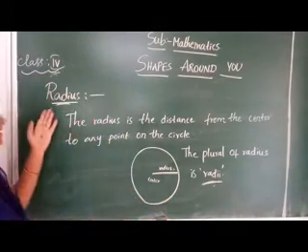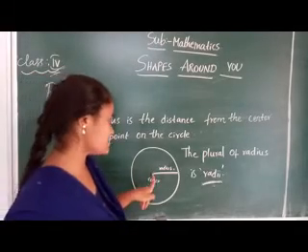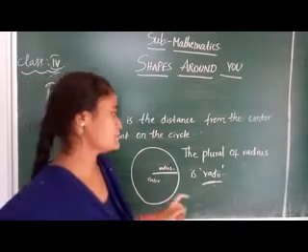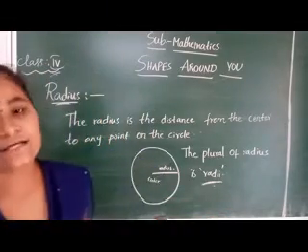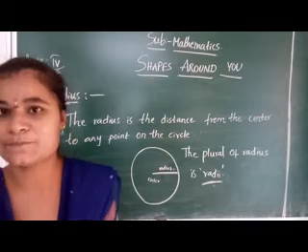Once again I am repeating this one, radius. The radius is the distance from the center to any point on the circle. Okay? Next class we will continue. These are all you will write in your MCW.